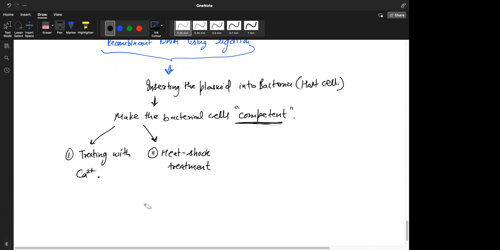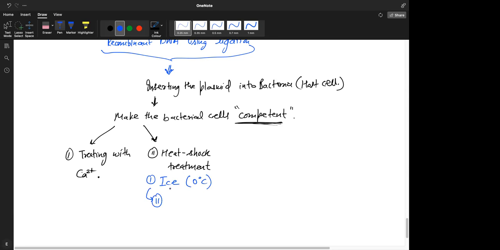When we heat, DNA denatures. From its coiled form, it becomes linear and expands and opens up. Same thing when you give a heat shock treatment. For a heat shock treatment, we first keep the bacteria on ice. Ice is around 0 degrees Celsius, right? So we keep it chilled.